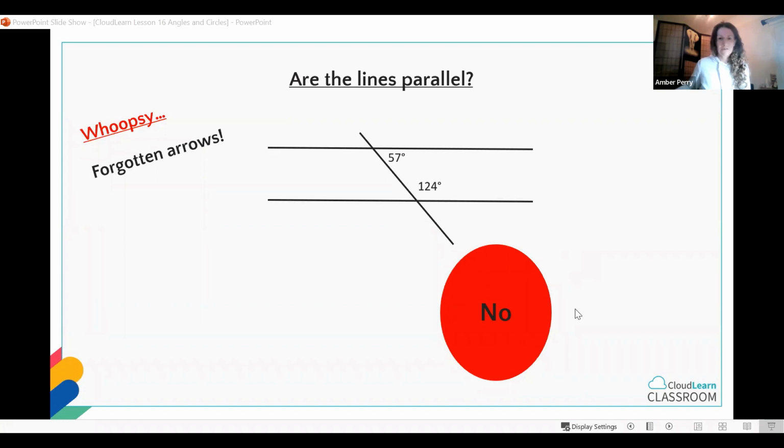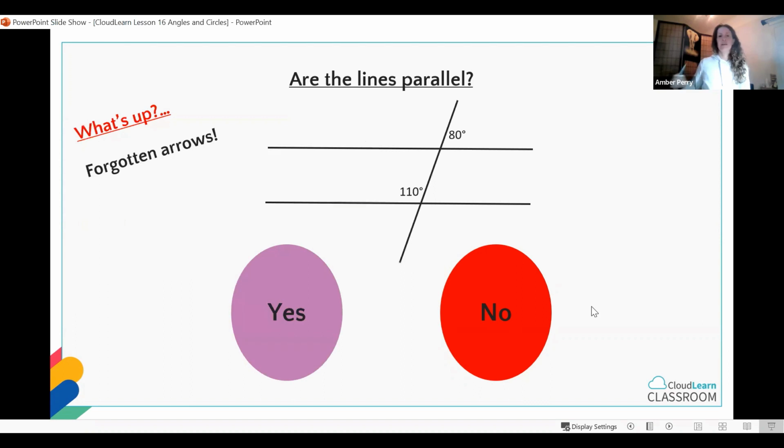Let's continue. Let's do a couple more of these. Okay, so we're not looking at co-interior this time. We need to think a little bit further ahead than that. So are these parallel, yes or no? And if you can put a reason in the chat, that's even better. I'm going to give you a chance to vote for yes or no. So parallel or not parallel.